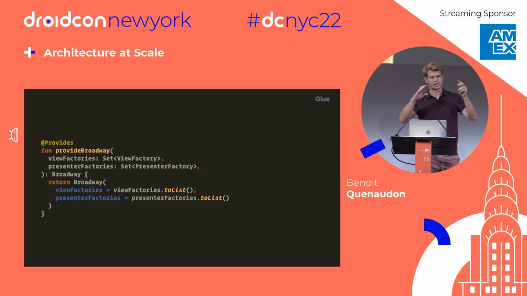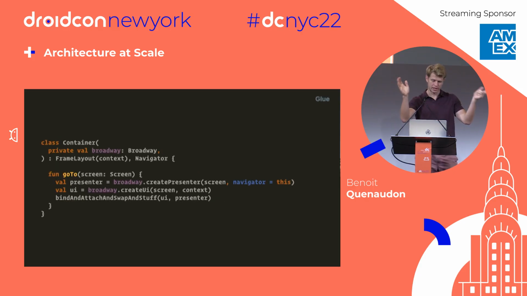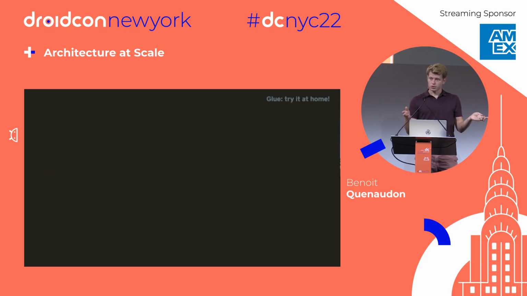And then we have the container at the root of the app. It's like one big frame layout, which takes Broadway. And this is a navigator. Every time there is a navigation to happen, it's like, OK, Broadway, I have this screen, give me the view. Hey, Broadway, I have this screen, give me the presenter. And then the magic happens. We bind them together. We attach the view, do some swapping and things. So if you want to try it at home, you take Broadway, you hook up your view factories, presenter factories, and then you just draw the rest of the owl.